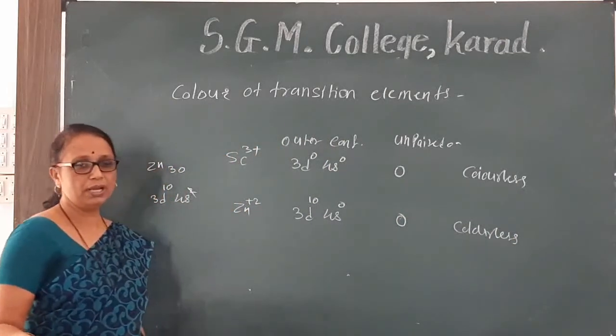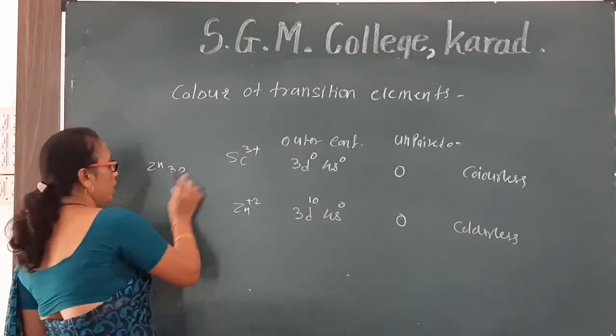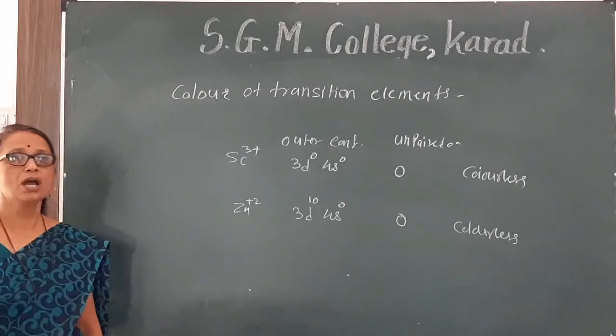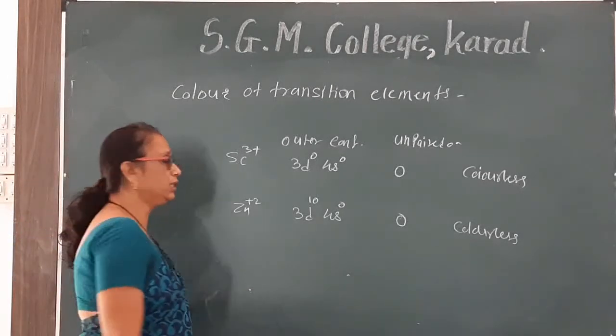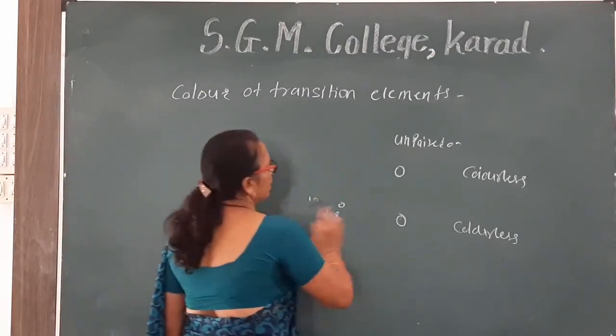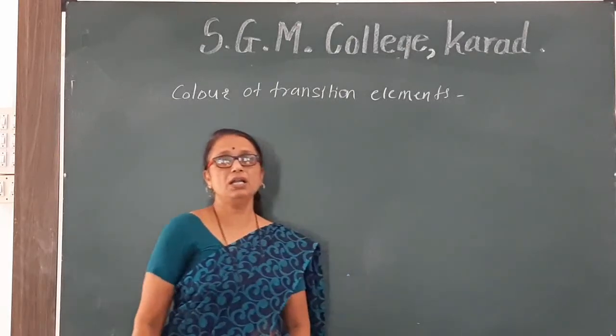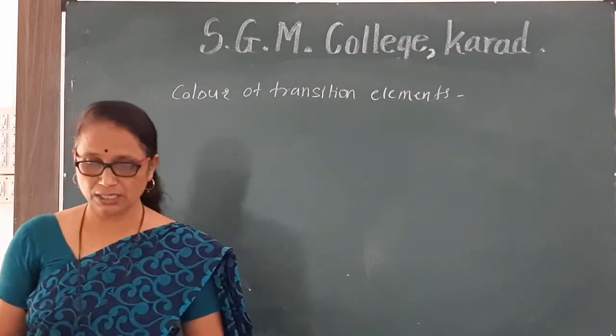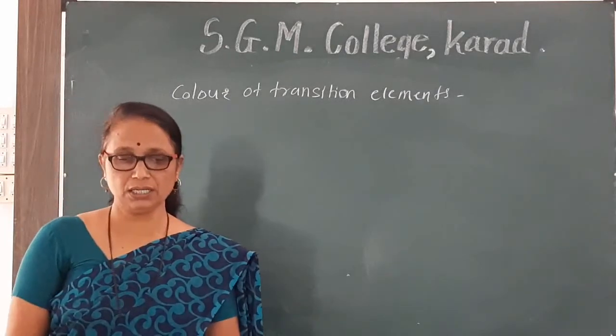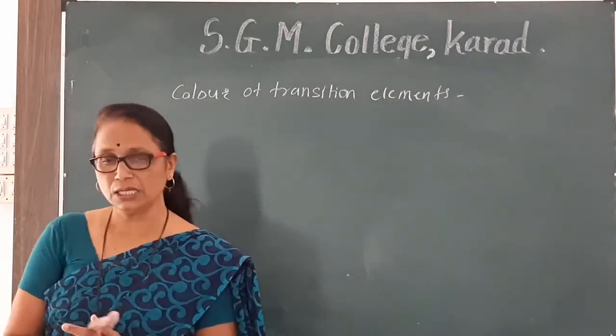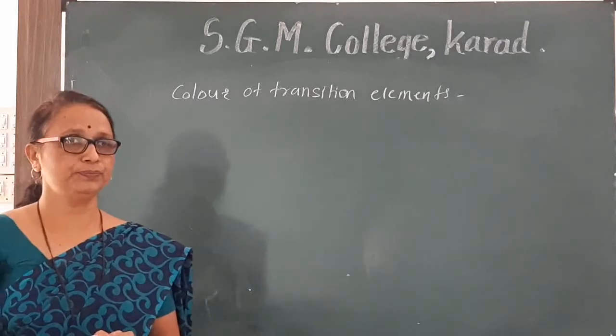Thus, for any element in its particular oxidation state, we can find out whether that compound is colored or colorless. You can see the colors of different cations from the book.